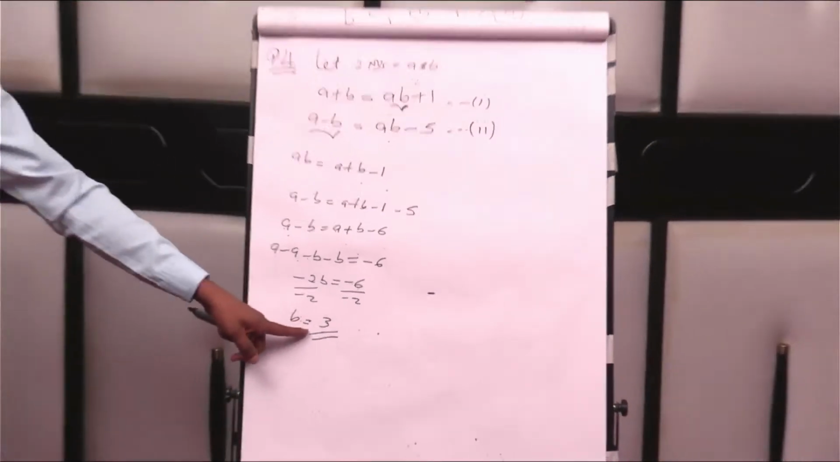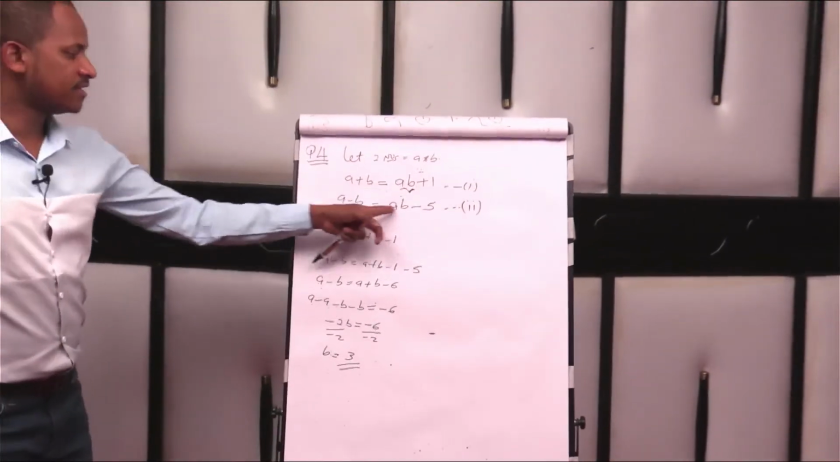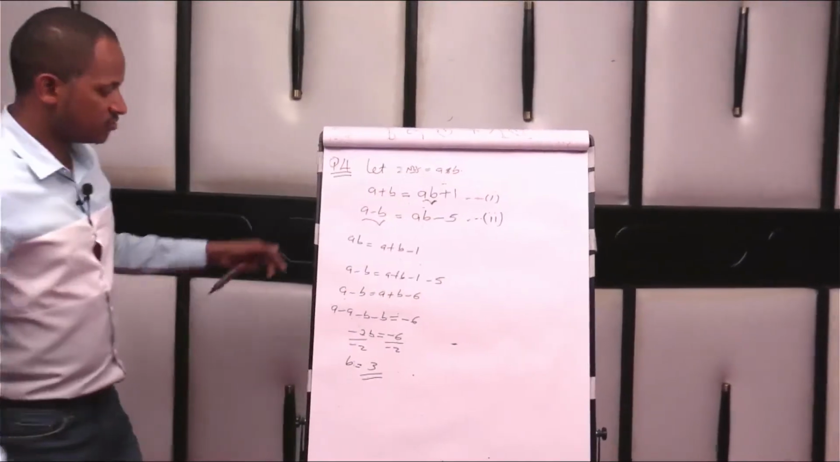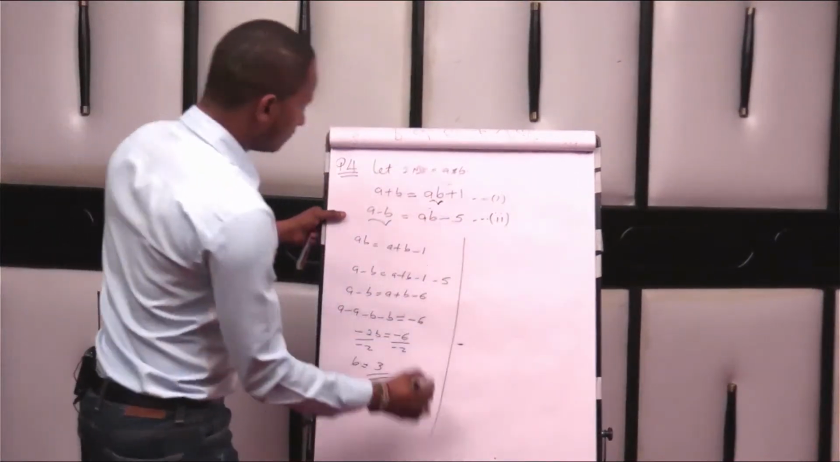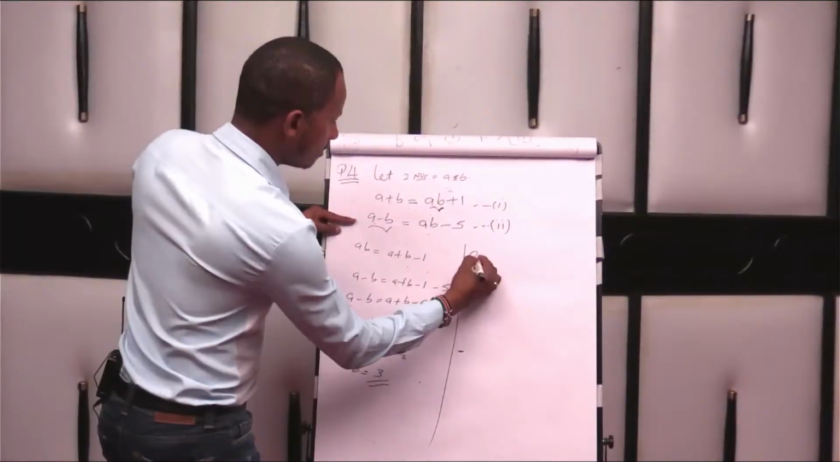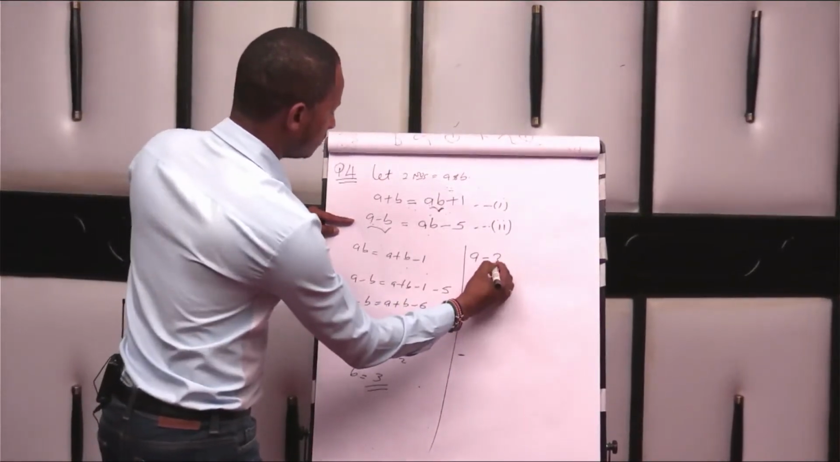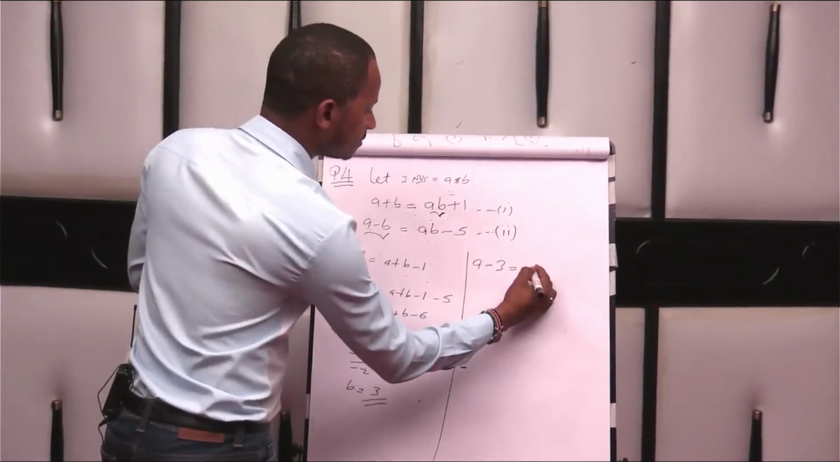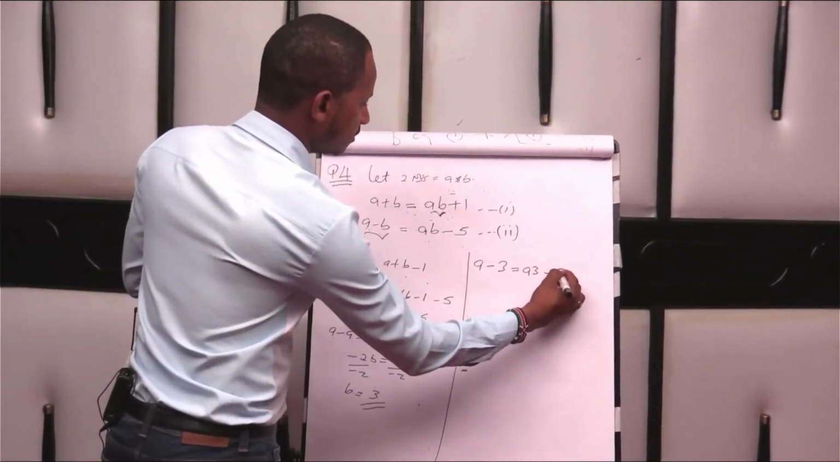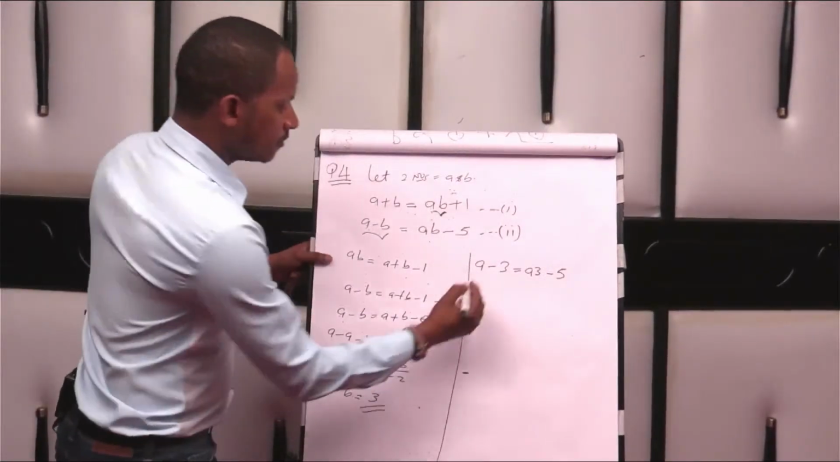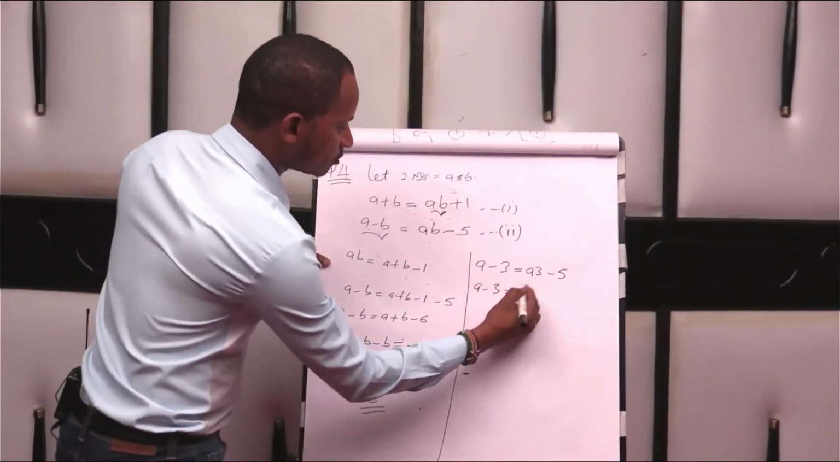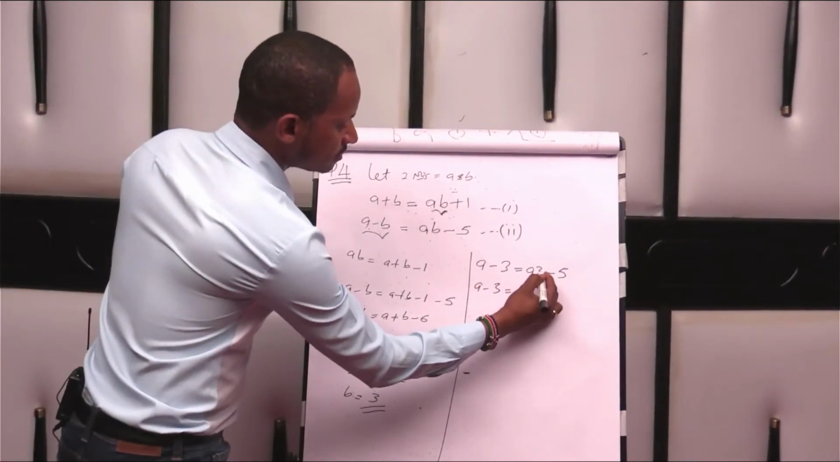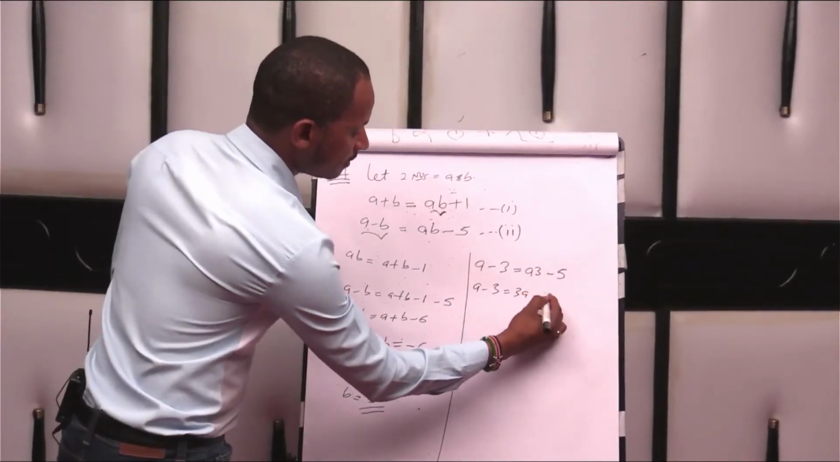So, when B is 3, what is A? Anywhere there is B, you write 3 to get the value of A. So, you come here. A minus B, but B is 3, equals to A times B, B is 3, minus 5. So, A minus 3 equals to A times 3 is 3A minus 5.